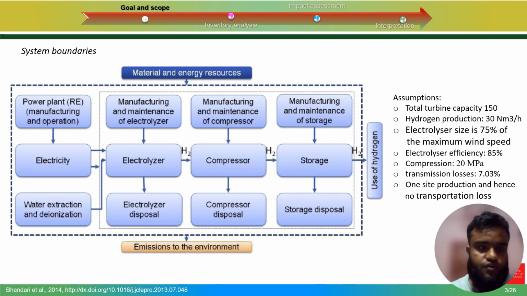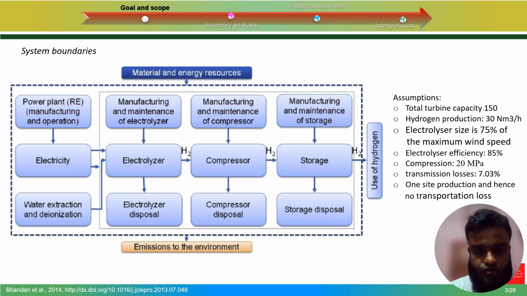This is my system boundary. As you can see, the dotted lines mark the system boundary, with material and energy as inputs at the top. On the right-hand side is hydrogen production, which is my output, and another output is emissions to the environment. These are the processes: manufacturing of the electrolyzer, power plant manufacturing and operation for the electricity, water extraction, and we considered the disposal here as well.